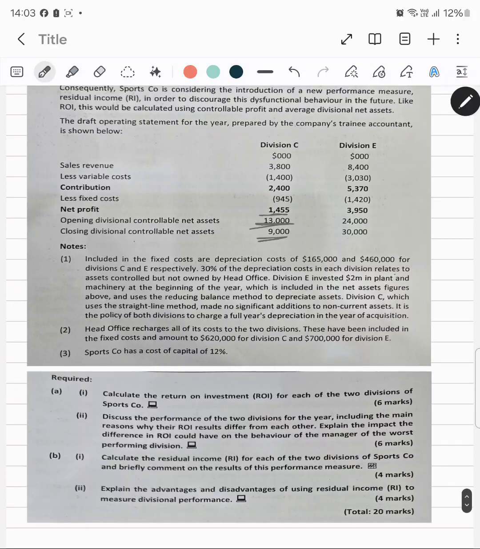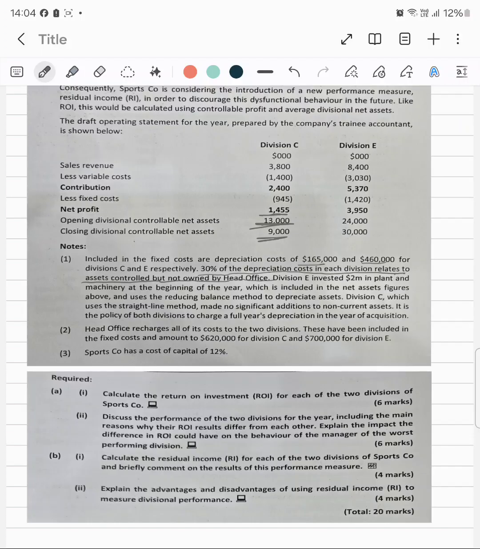Included in the fixed costs are depreciation costs of 1,65,000 and 4,60,000. 30% of 1,65,000 is this much, and this is written for C and E. 30% of the depreciation cost in each division relates to assets controlled but not owned by the head office. So the 30% of the depreciation given here has been included in the fixed cost.